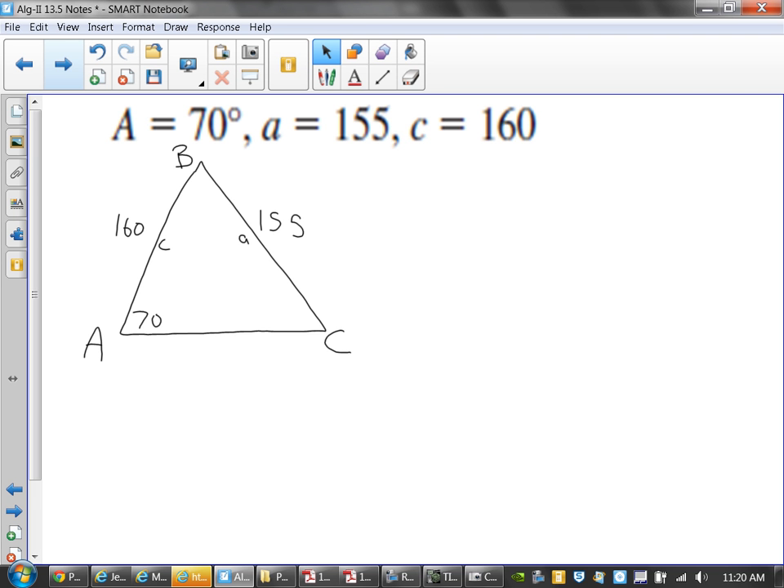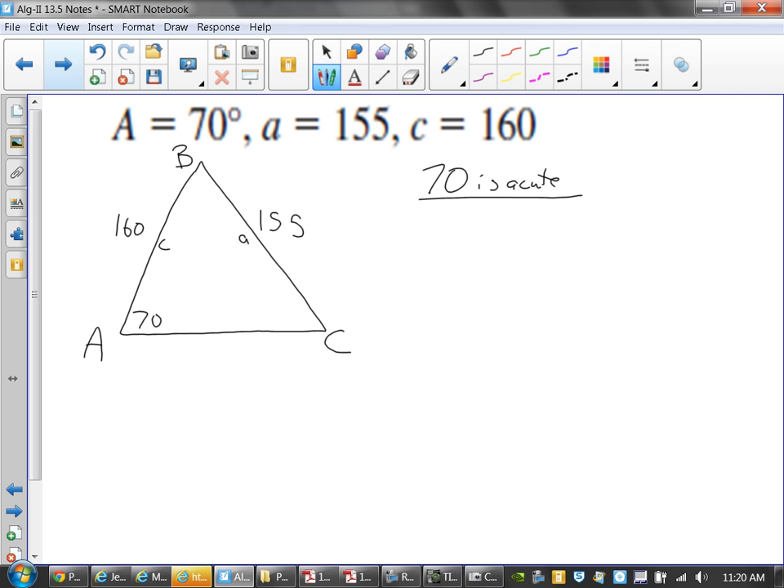So again, when we set this one up, first thing we're going to look at is the given angle, acute or obtuse. It's acute because it's little. So it's acute.